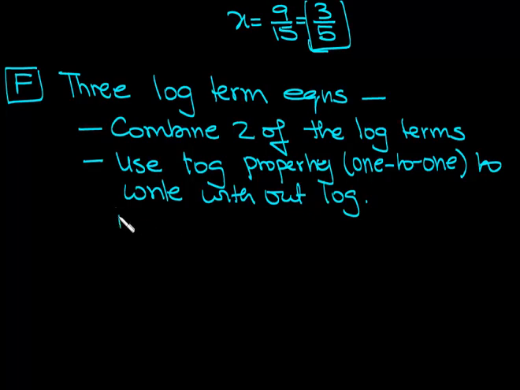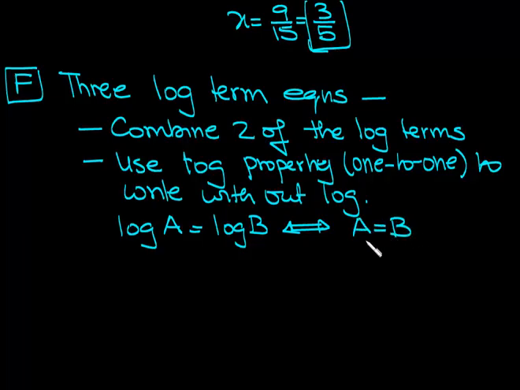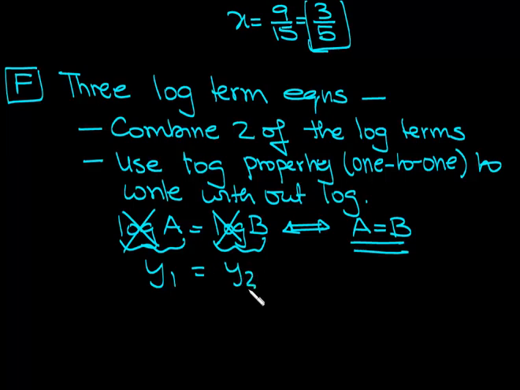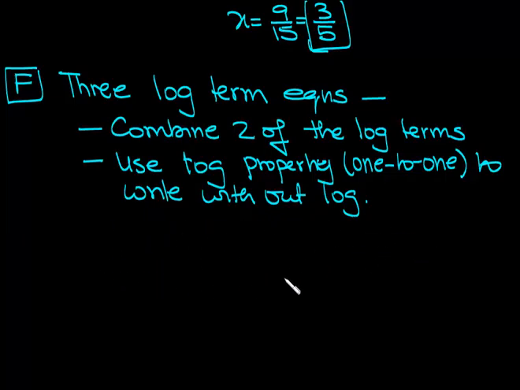The one-to-one property was this. It said that if you have log of A is equal to log of B, in this case base 10, the only way that's going to happen is if A is equal to B. So if you have two log terms equal, you can just basically imagine you're canceling out the logs. It's not what you're really doing, but you can imagine that. You're using the fact that log is a one-to-one function. If two y values are equal, the only way that's going to happen is if the two x values are the same, because for each x you only have one y, and for each y you only have one x, since it's one-to-one. Okay, so let's take a look at an example.